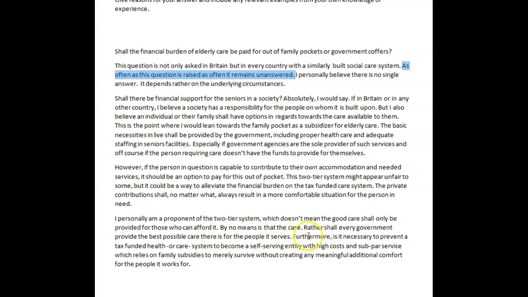it is, careful your grammar, it is necessary, I'm sorry, I'm confused here. It is necessary to prevent a tax-funded health or care system to become a self-serving entity with high cost and subpar service, which relies on family subsidies to merely survive without creating a meaningful additional comfort for the people it works for. All right, you confused me here.